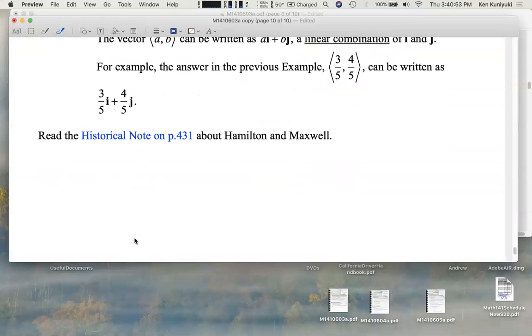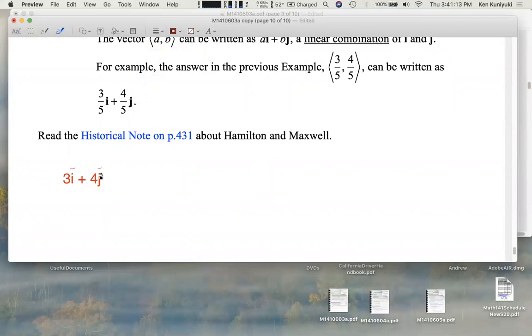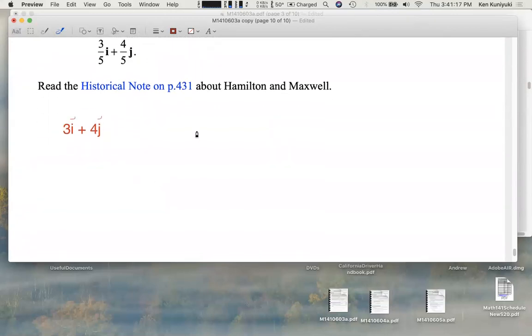If you don't see that, let's do this example. What if we wanted to deal with the vector 3i plus 4j? And I'll put my half arrowheads here. 3i plus 4j. We're supposed to distinguish between scalars and vectors, remember. So what's the deal here?